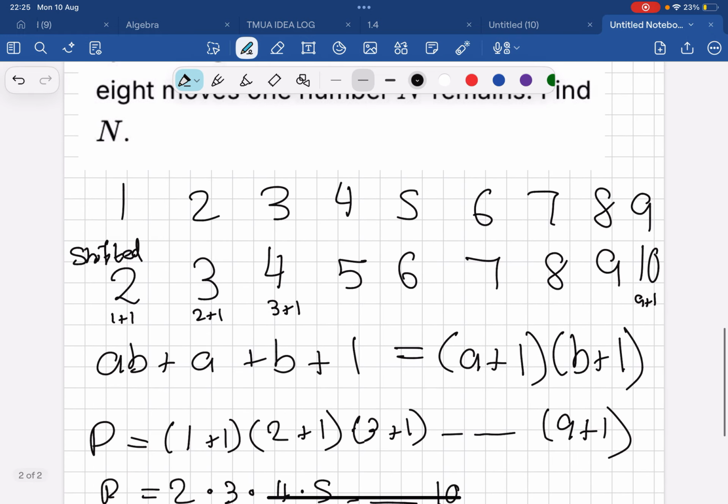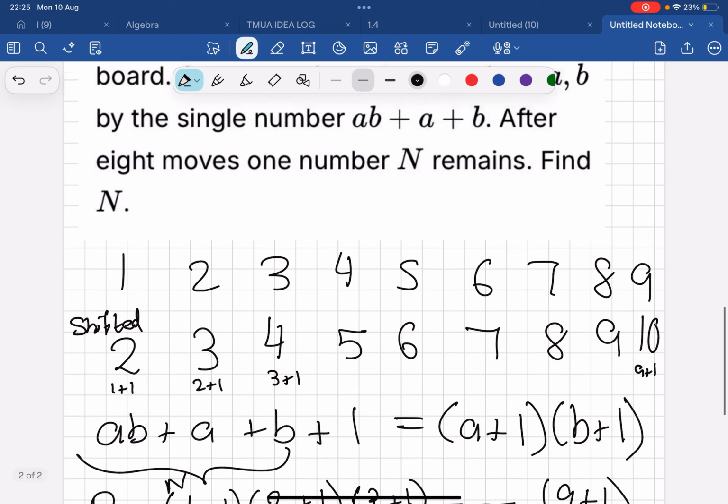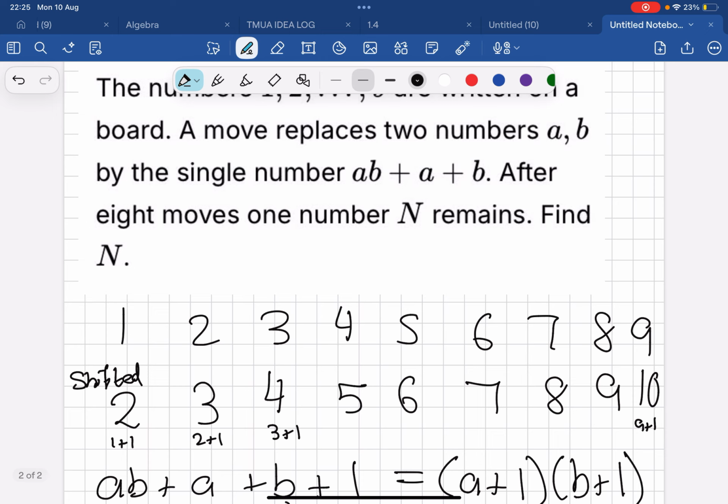So, not bad. That was our n. Not bad at all. Hard problem, but it was nice.